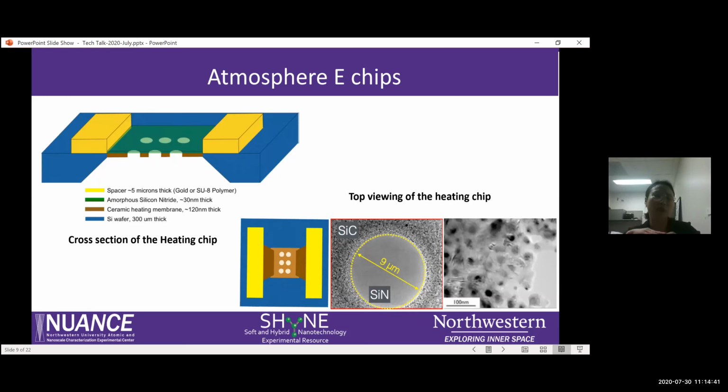But if your sample is sitting on the heating membrane, you can still see a sample, but the resolution is very bad. So the ideal places to look at the sample are these 6 silicon nitride window areas, each one is 9 micrometer in diameter. So you totally have 6. That's enough for you to do some key observation.